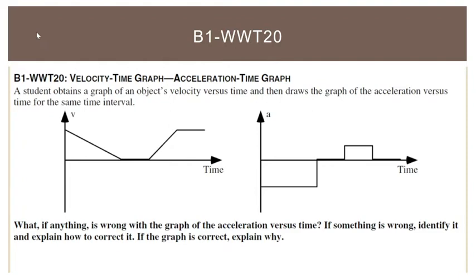So this graph says velocity versus time graph, acceleration versus time graph. And it says a student obtains a graph of an object's velocity versus time and then draws the graph of the acceleration versus time for the same time interval. What, if anything, is wrong with the graph of the acceleration versus time? If something is wrong, identify it and explain how to correct it. If the graph is correct, explain why.